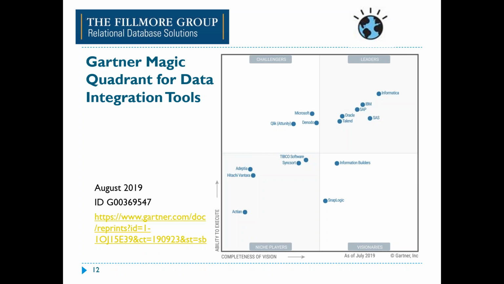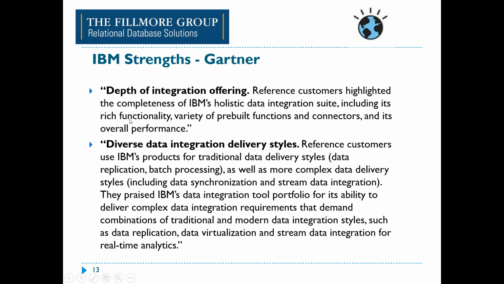So let's look at the strengths and challenges of IBM. Their strengths, according to Gartner, are the depth of the integration offerings. So IBM has a complete suite, rich functionality, lots of pre-built functions and connectors. There are a diverse array of delivery styles. So how do I get the data out there? It could be data replication or batch processing and complex data integration to condition your data to add value to it as you are moving it to another platform.